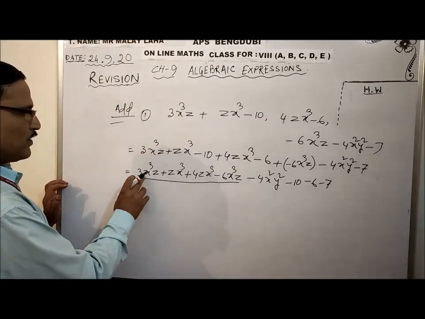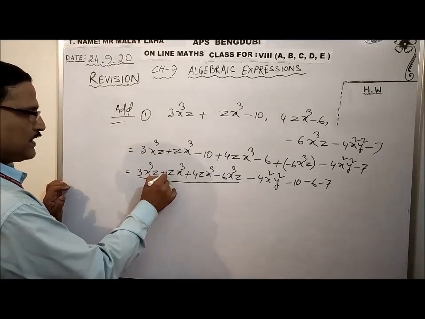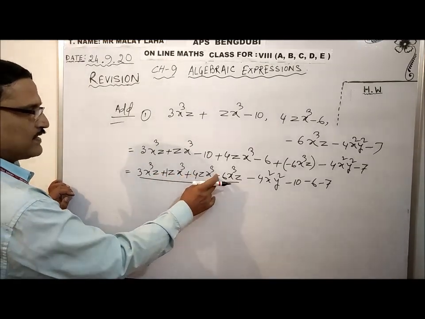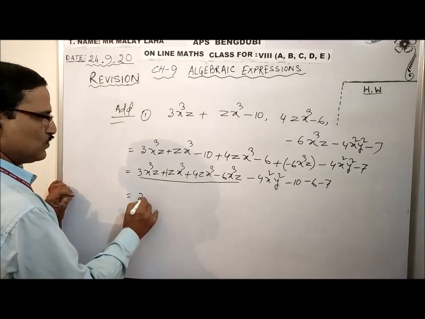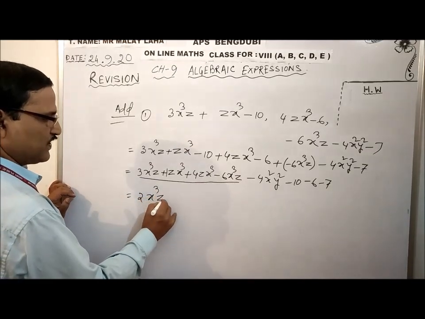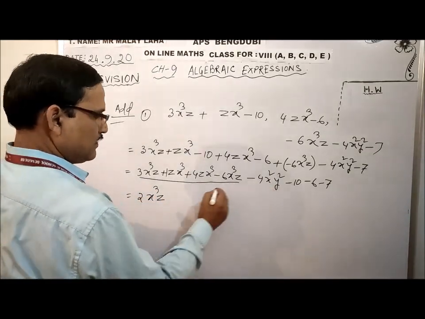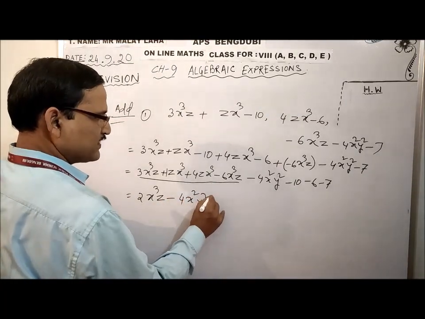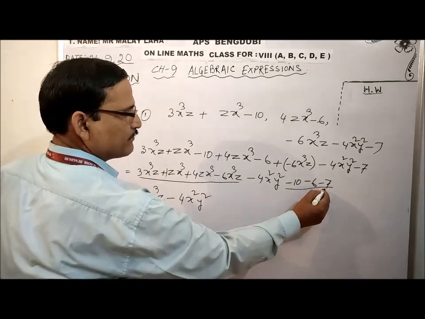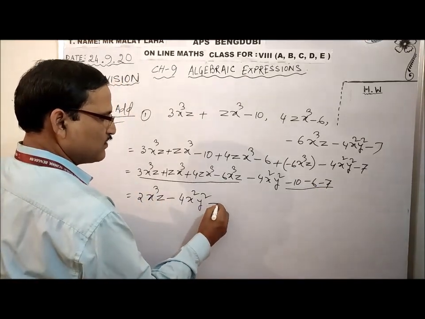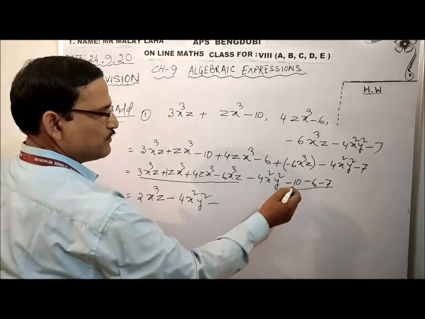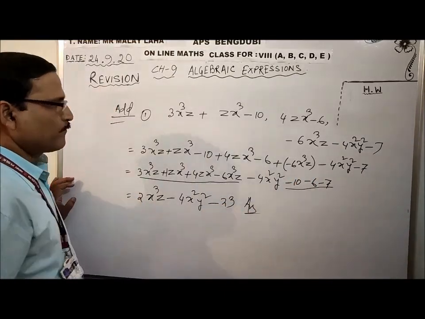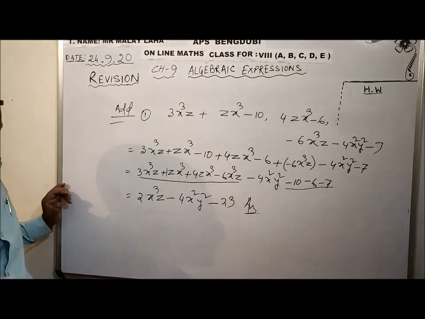So z cube has 3, and here nothing is there, meaning 1. 3 plus 1 is 4, 4 plus 4 is 8, 8 minus 6, it is coming 2x cube y. And nothing is there here, so you have to write down 4x square y square. Now all are negative, so that means you have to add, but the sign will be minus. 16 plus 7 is 23. So this is the answer. So if I add, I will be getting this.